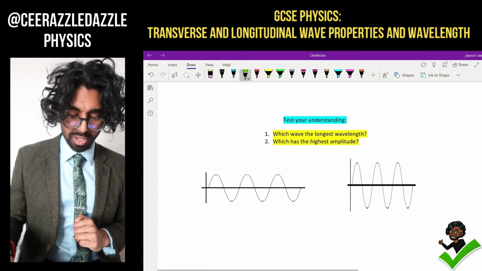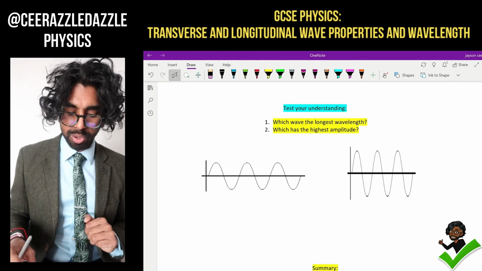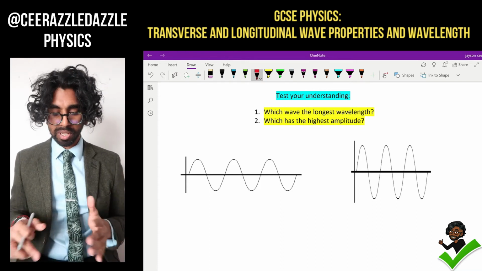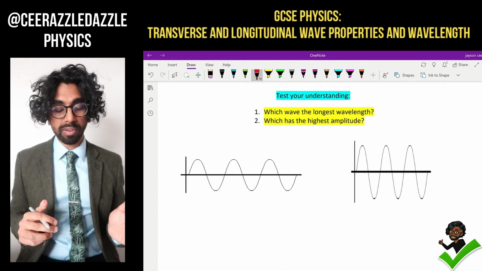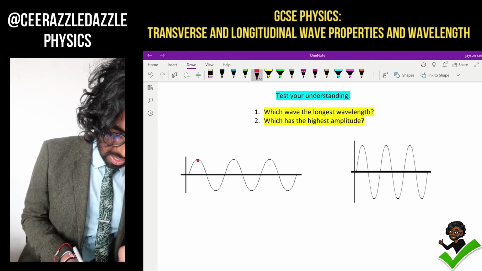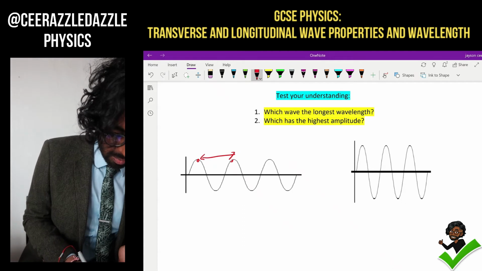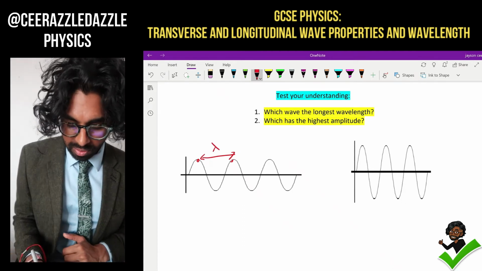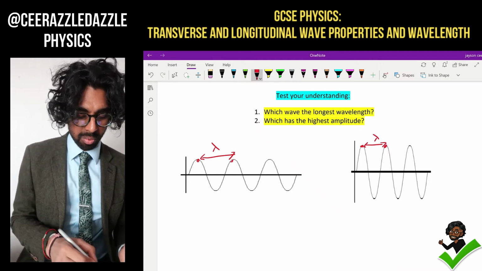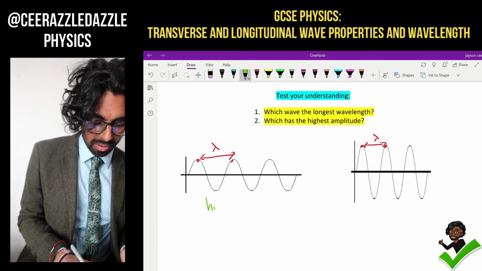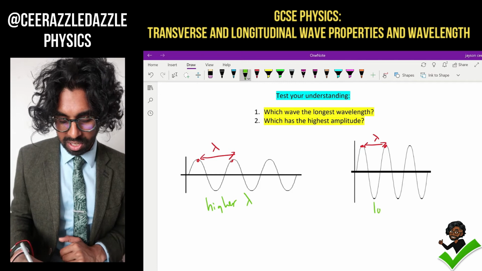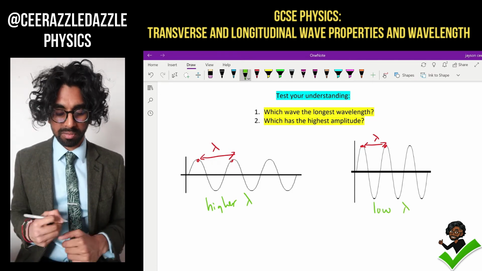Right, so scrolling down, test your understanding. Which wave has the longest wavelength and which has the highest amplitude? So I've got two waves here. Wavelength, let's label it on this one. There to there, that's the wavelength. Label it lambda. And the other one, there to there, this one is also lambda. Which one is bigger? Well, we clearly know this one has a higher wavelength. This one is a low wavelength or shorter wavelength.